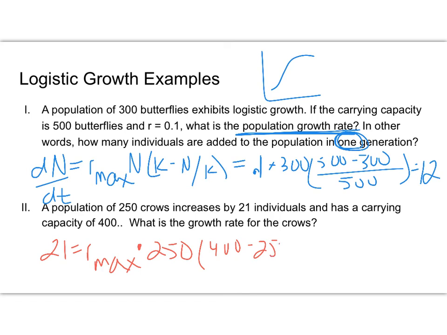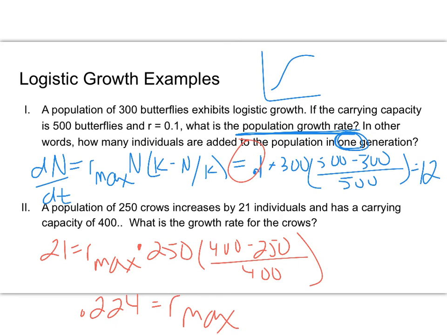Again, I know my population size. I know my carrying capacity. Okay, and now I just solve. And when I solve for this, I get 0.224 as my population growth rate. So this population of crows is increasing pretty quickly right now at a faster rate than the population of butterflies that was only increasing at a rate of 0.1.